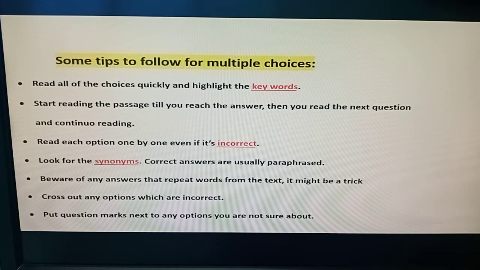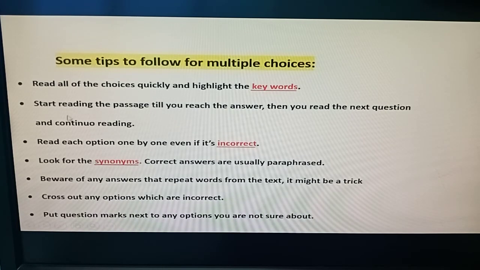First of all, go to question 1. Read question 1 and try to understand it well, and go to the passage. So start reading the passage. Then after you find the answer to this question, the answer might be at the beginning of the passage, in the second line, in the third line. After you find the answer, write it, and then read the next question, go back to the passage and continue reading. This way can help you more.